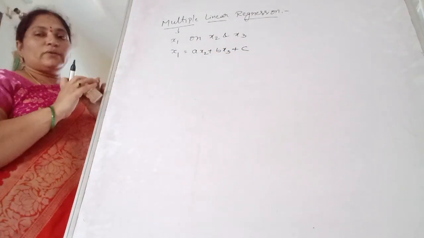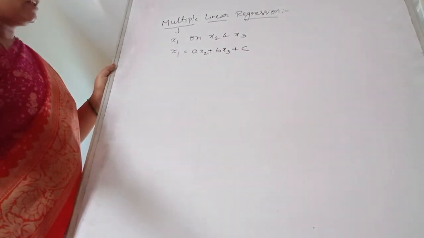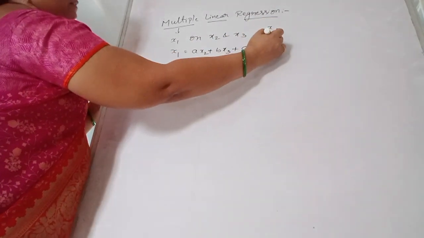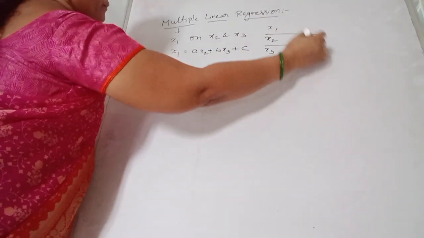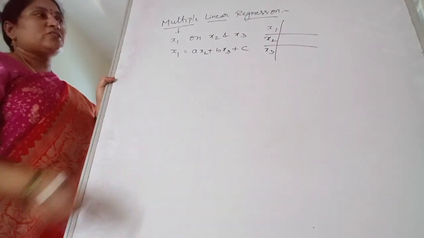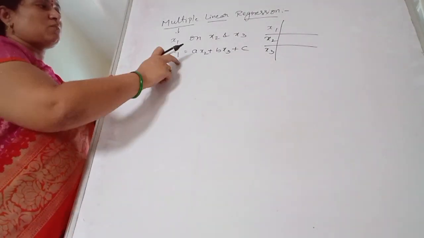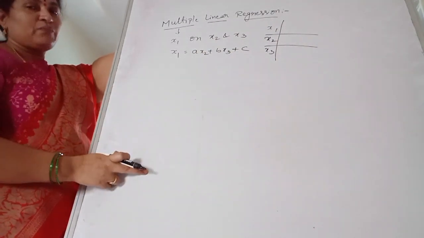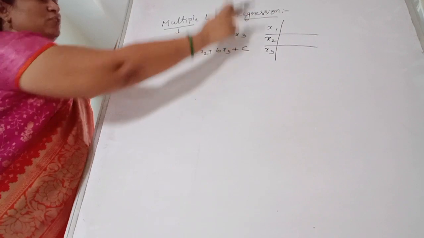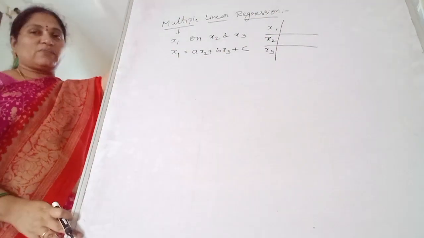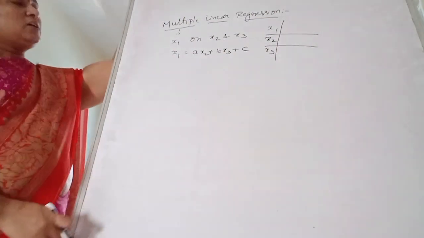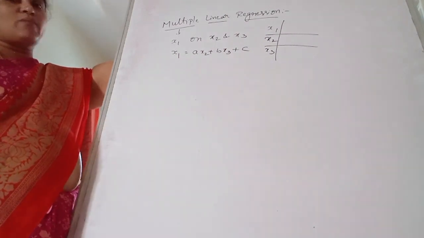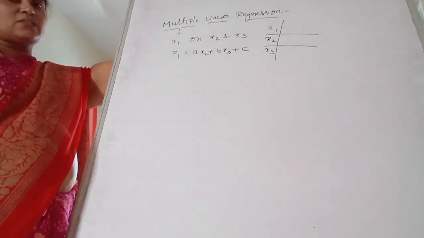How do we establish this relationship for the given values of x1, x2, x3? Suppose I am given some values for x1, x2, x3. Based on the x1, x2, x3 values, how do we establish this multiple linear regression of x1 on x2 and x3? That means we have to find the a, b, c values based on the given x1, x2, x3 values. This relation is established based on the least squares method.